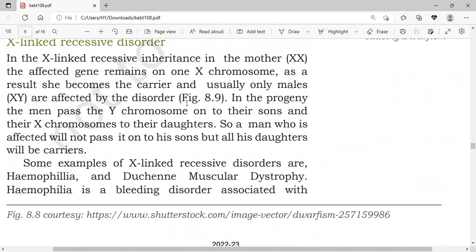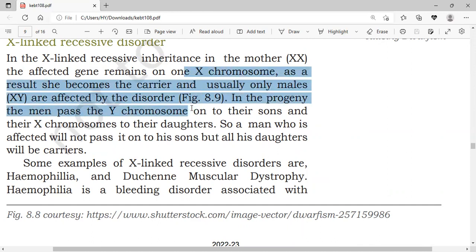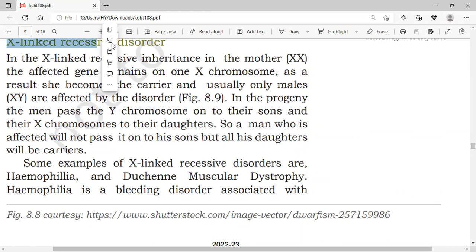In X-linked recessive inheritance, in the mother, XX, the affected gene remains on one X chromosome. As a result, she becomes the carrier, and usually only males, XY, are affected by these disorders. So if only one X chromosome has the defect and the males are affected, then it is an X-linked recessive disorder, because the female becomes a carrier of this disease.